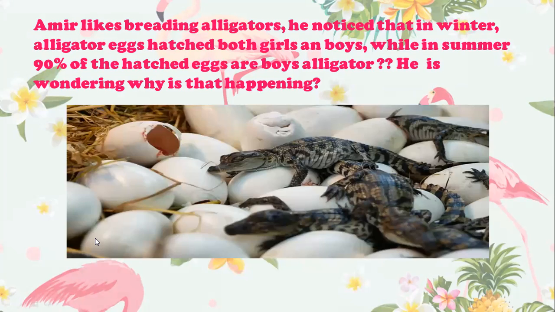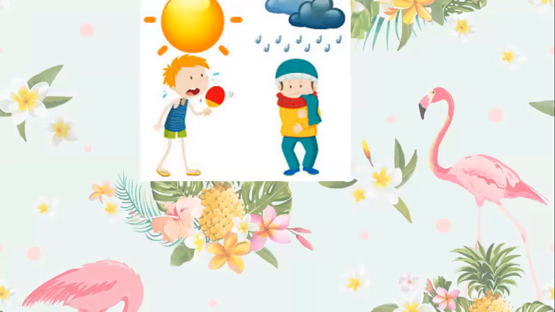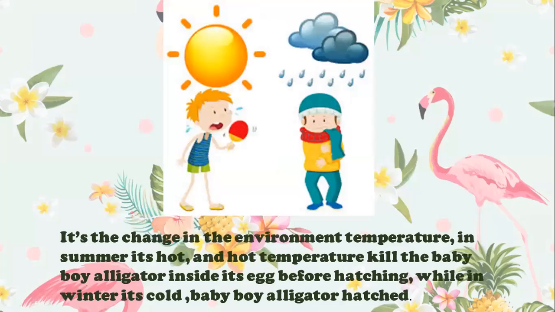Even the temperature. Amir likes breeding alligators. He likes growing alligators. He notes that in winter, alligator eggs hatch both boys and girls, both males and females, while in summer, in the hot weather, 90% of the hatched eggs are male alligators. He's wondering, why is that happening? It's because of the change in the environment temperature. The change in the temperature.